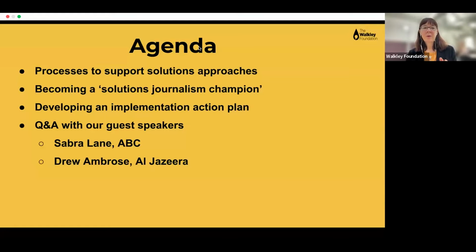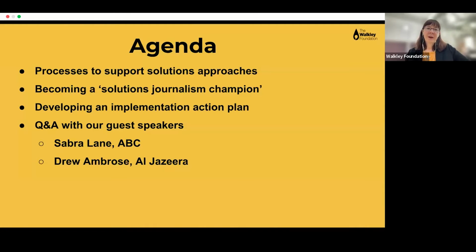So this is what we're going to look at today. Really, this is digging into the sorts of processes that you need to support solutions approaches in a serious way or at scale in a newsroom, once you perhaps have started to do a bit of experimentation and really want to begin to adopt this, and what barriers exist that you might need processes for.